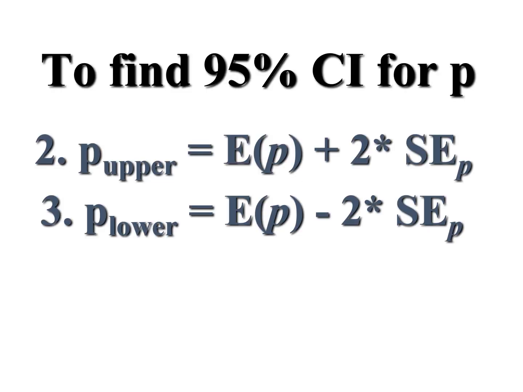Alright, now we have to find the upper limit and the lower limit of the 95% confidence interval. In order to find the upper limit, we need to multiply our standard error times 2 and then add that value to the expected value of P. So we multiply 2 times the standard error and then add it to the expected value of P. In order to find the lower limit, we multiply 2 standard errors, but then subtract that from the expected value of P.